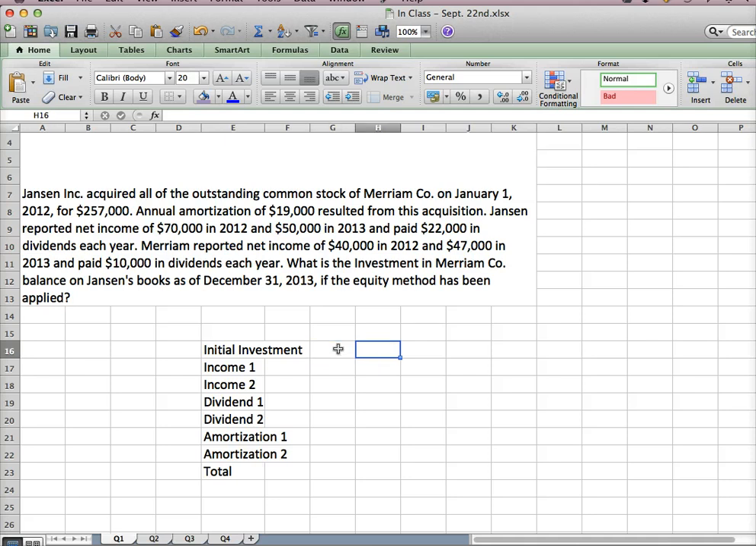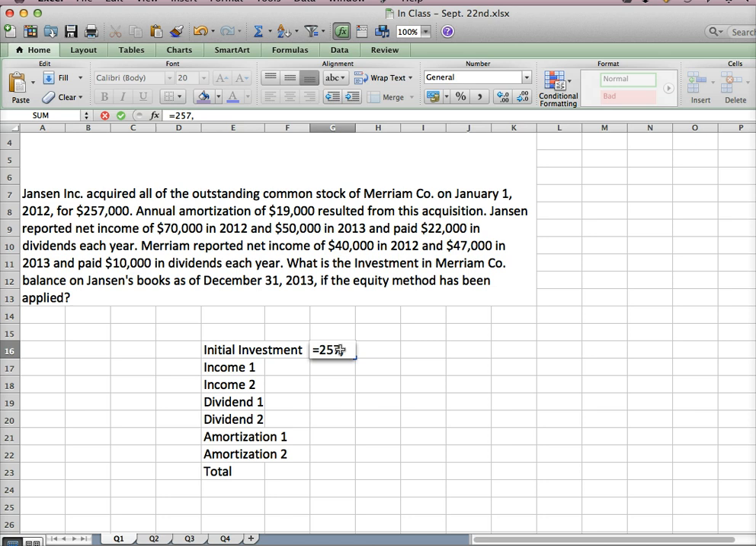So one more time, talking about this first problem we did with Jensen acquiring all the common stock of Miriam. The question is asking, what is the investment in Miriam Co. at the end of 2013? So we're going from the beginning of 2012 to the end of 2013, and I just wanted you to see what is happening to the investment account as they're making the investment.